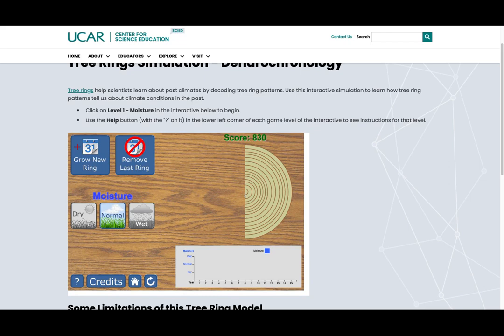Now, our goal is to grow this tree, and we know that tree growth starts in the middle, so our first ring is going to happen here. We're trying to match the rings on the right-hand side with our own new growth. We can choose dry conditions, normal conditions, or wet conditions.